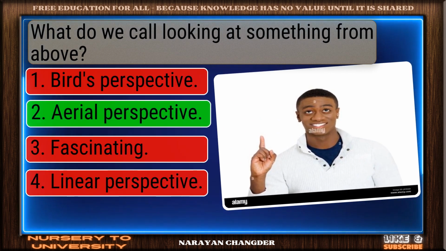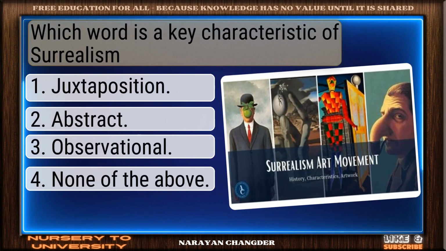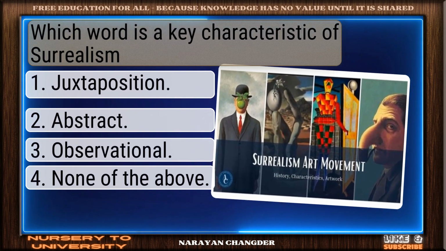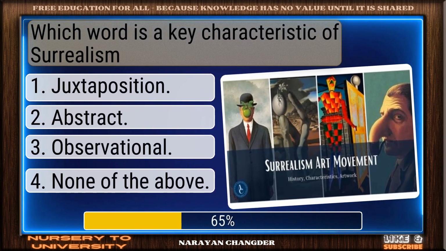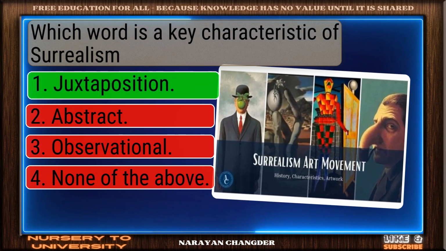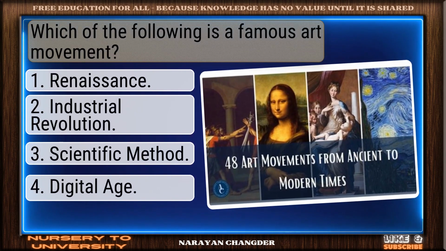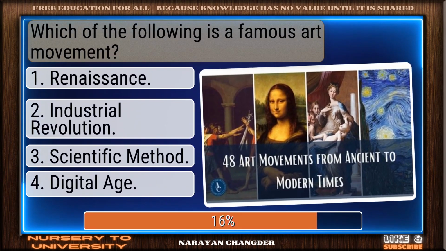Good thinking. Aerial perspective is the right answer. Which word is a key characteristic of surrealism? On track. Juxtaposition is the correct answer. Which of the following is a famous art movement?